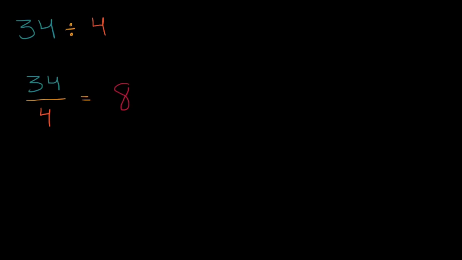Let me write it. 8 and 2 over 4. So how do I do this again? I said 4 goes into 34 8 times, and then I have 2 left over, so I'm going to have 2 fourths left over. Another way, if you want to see all the steps, you could rewrite this as 32 over 4 plus 2 over 4. The 32 over 4 is our 8, so 8 and 2 fourths. Well, 2 fourths, that's the same thing as 1/2.